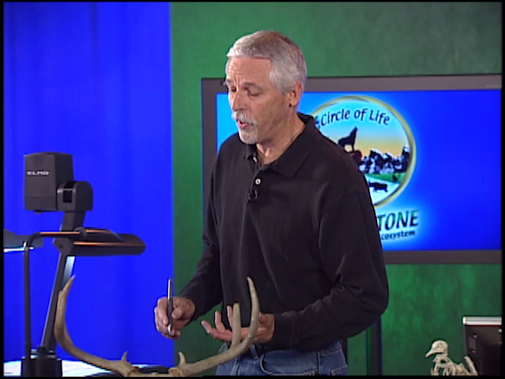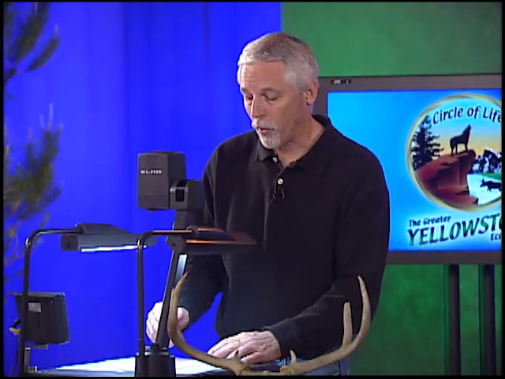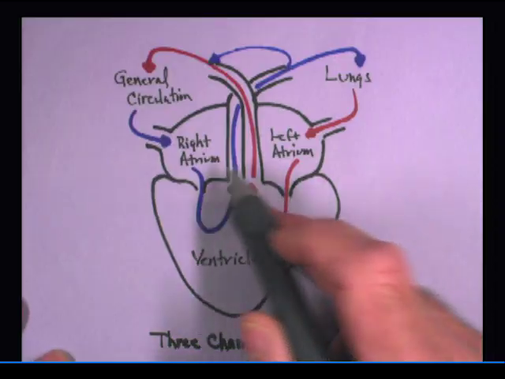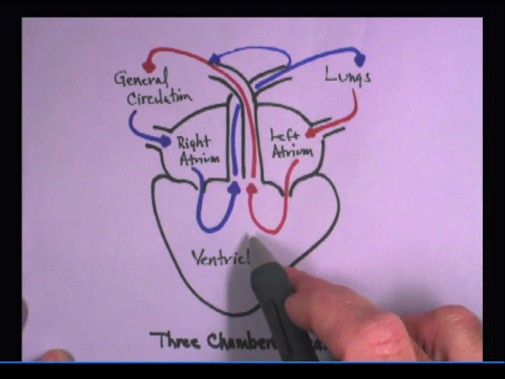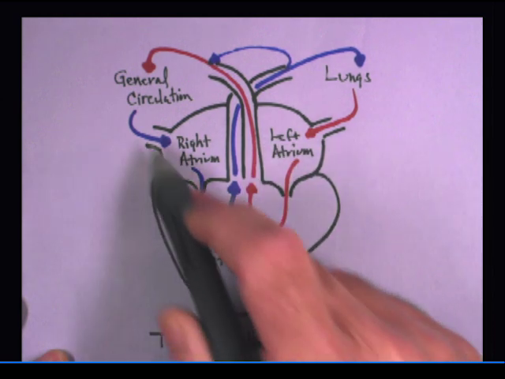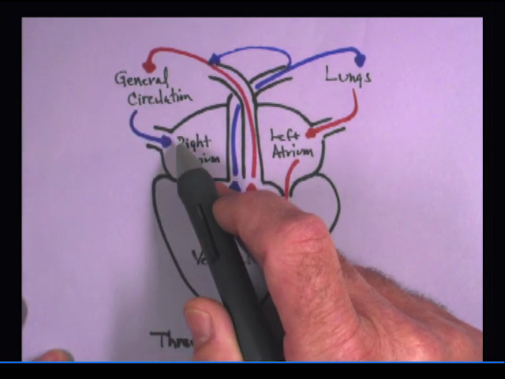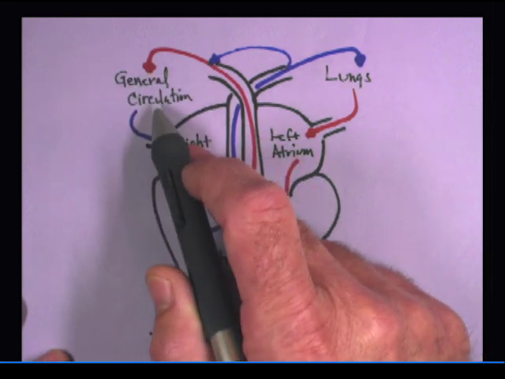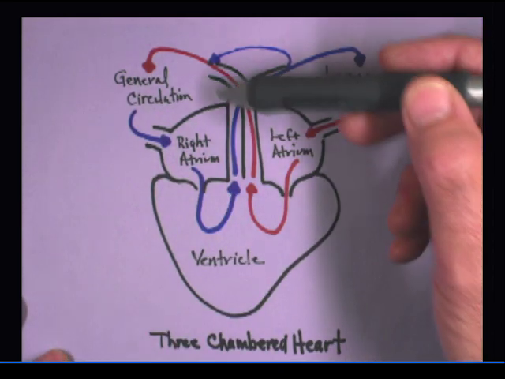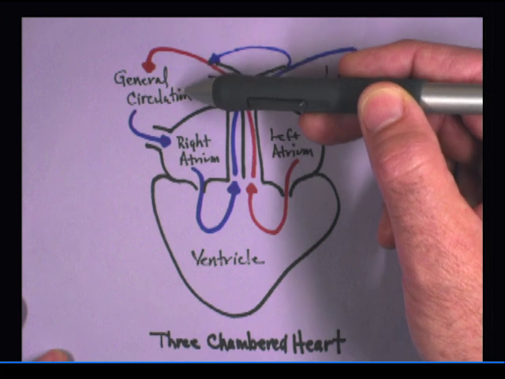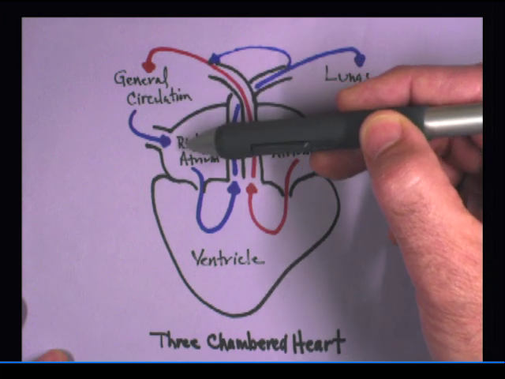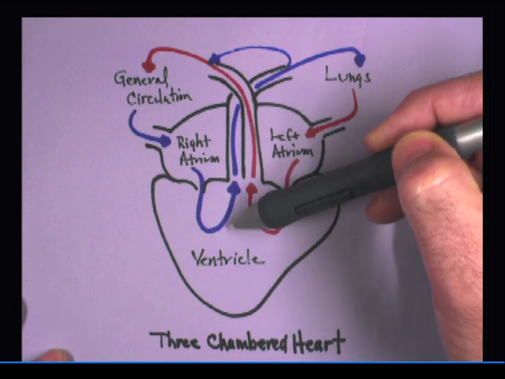Now, let's look at amphibians. The amphibian heart is a three-chambered heart, but amphibians are still considered ectothermic. And so as we look at the amphibian heart, we have two atria and one ventricle. And you'll notice that the right atrium will receive blood from the general circulation or systemic circulation, and that means coming from the muscles basically. And then that blood will go into the right atrium and it gets pumped into the ventricle.